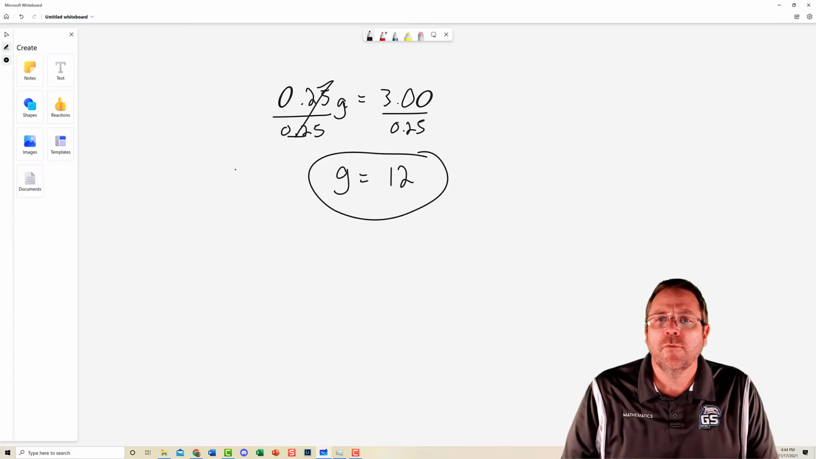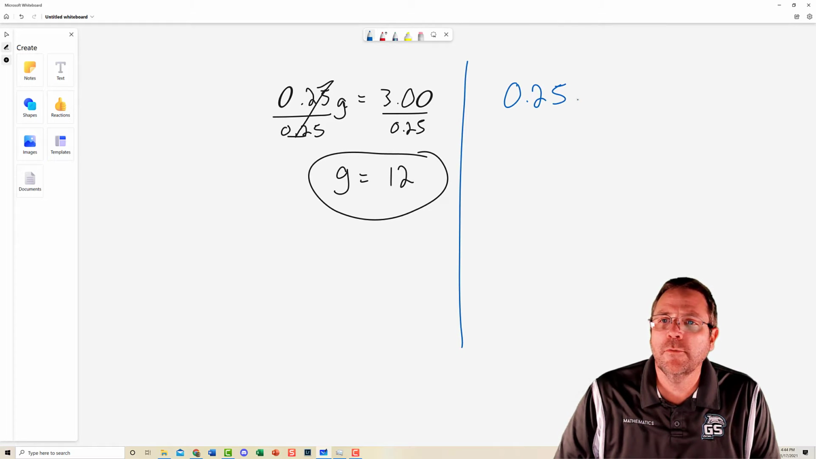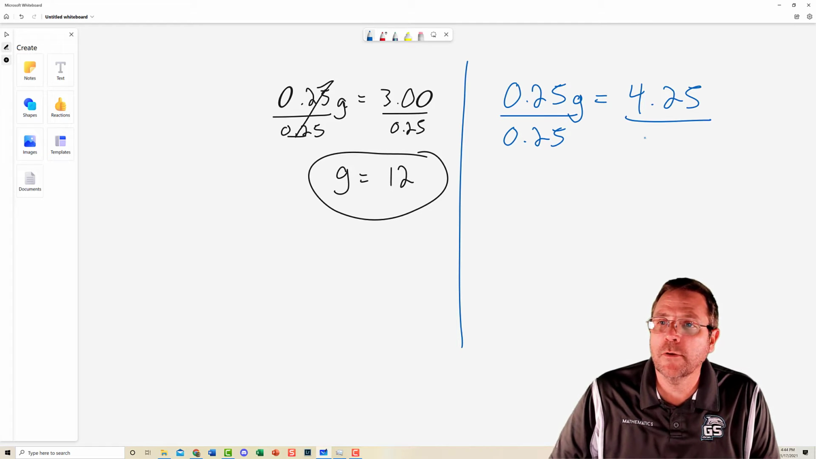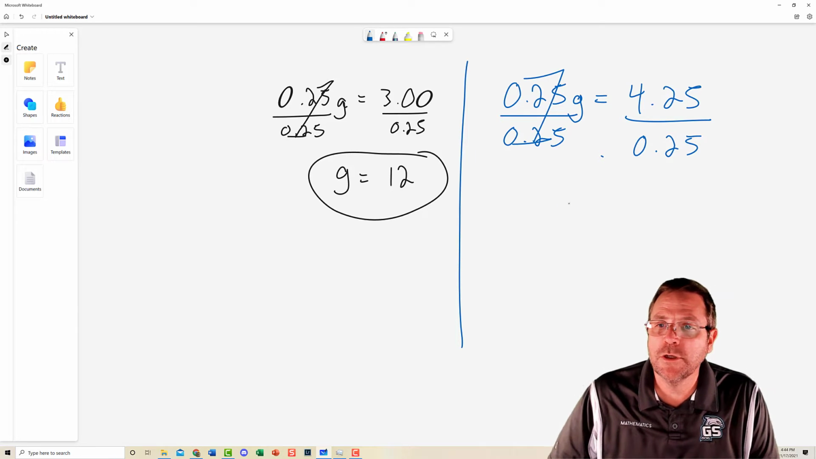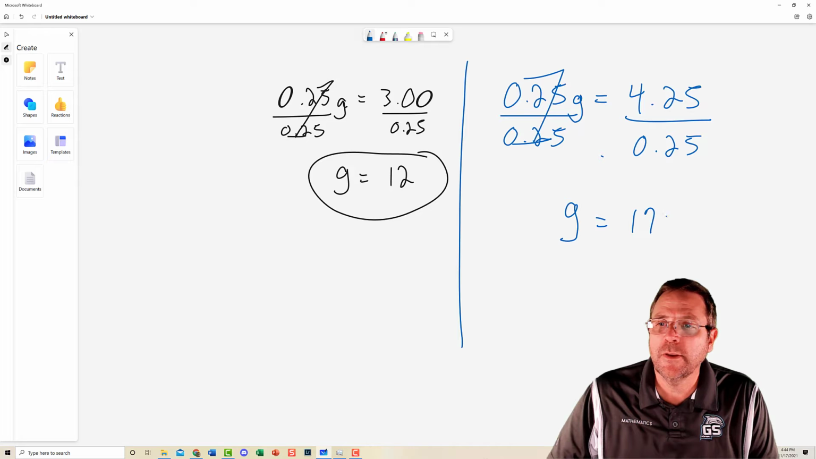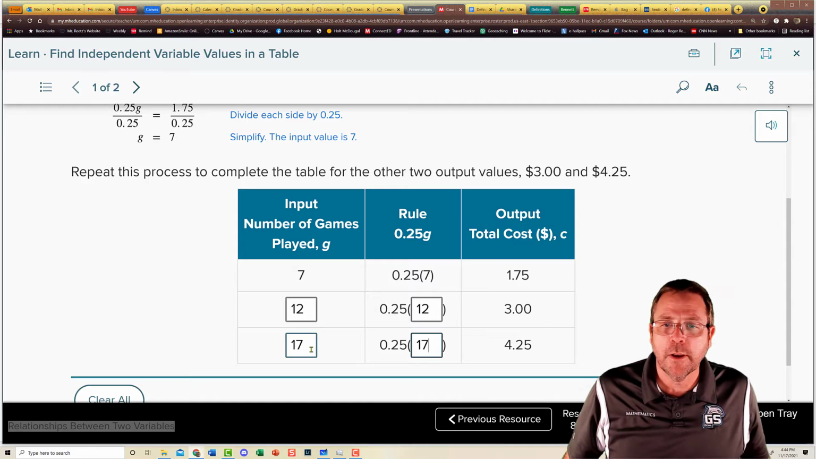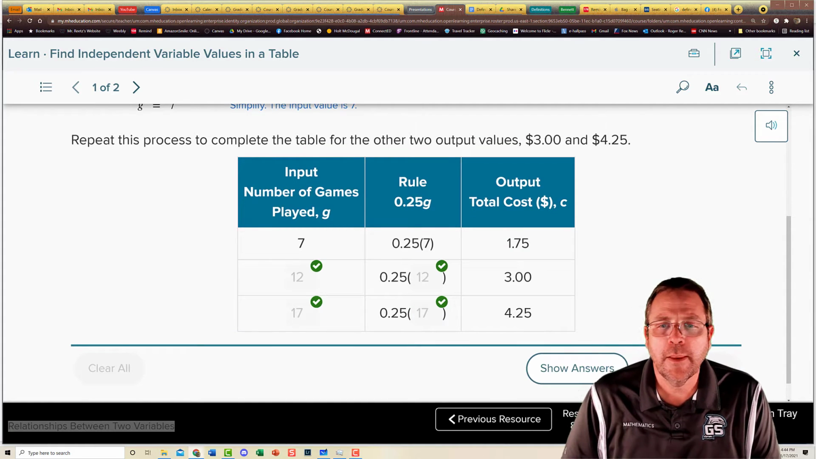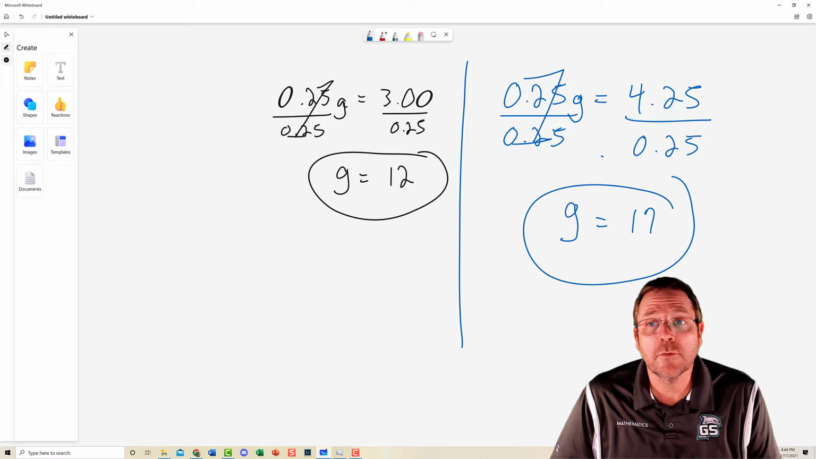Now let's do the same thing for the $4.25. So I'm going to change my pen color here. I'm going to do 0.25 times some number of games is equal to $4.25. I'm going to divide both sides by 0.25. These divide each other out, becoming 1, and 1 times G is equal to G. 4.25 divided by 0.25 is going to be 17. So the answer to the number of games for that one is going to be 17, which we will put here and here. We're going to check our answer, and the answer checks. Easy math. Anybody can do this, but anybody also needs to be using the supporting work, just like I'm showing you right here.